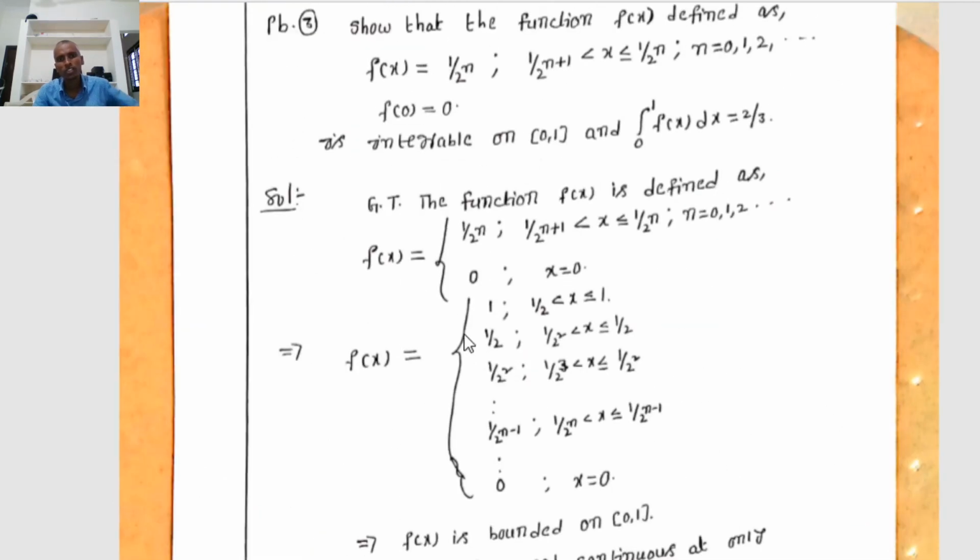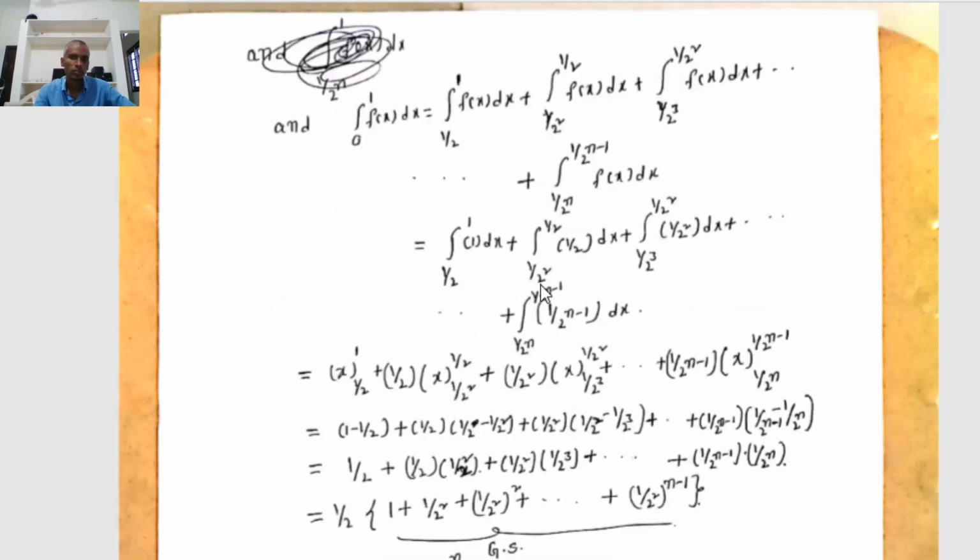Therefore the function f(x) is defined as f(x) equals 1/2 to the power of n such that 1/2 to the power of n plus 1 is less than x less than or equal to 1/2 to the power of n, where n equals 0, 1, 2, 3, and so on, and f(0) equals 0. Therefore the function f(x) is Riemann integrable on the closed interval [0, 1] and integration 0 to 1 of f(x) dx equals 2/3. Thank you.